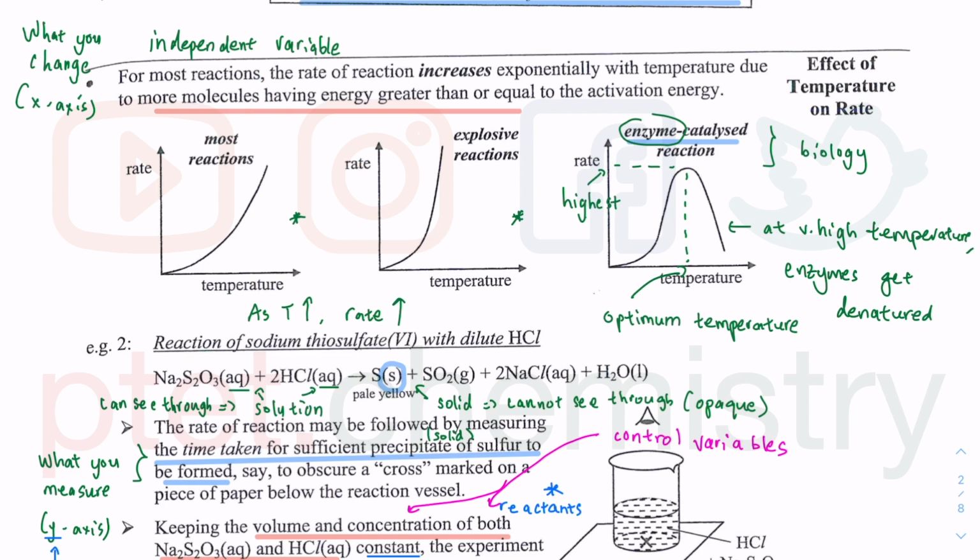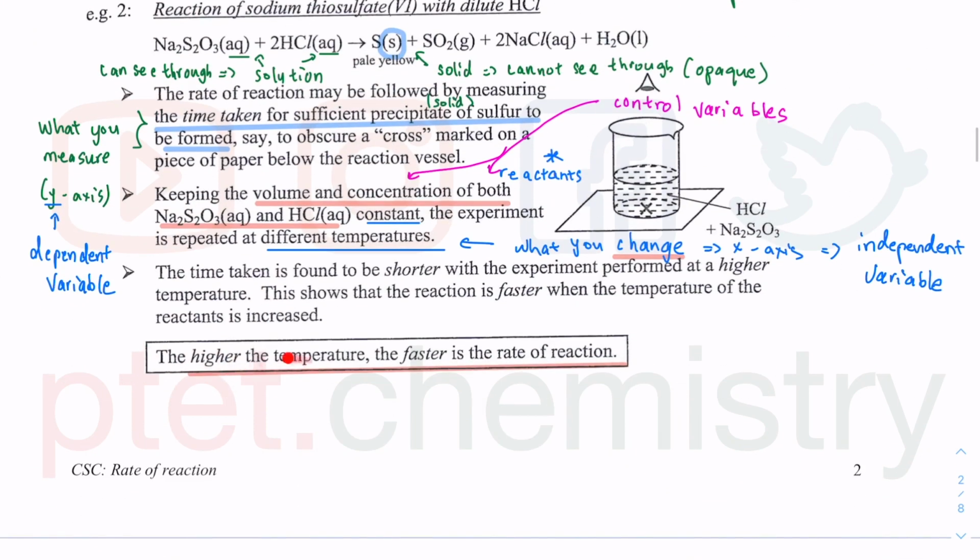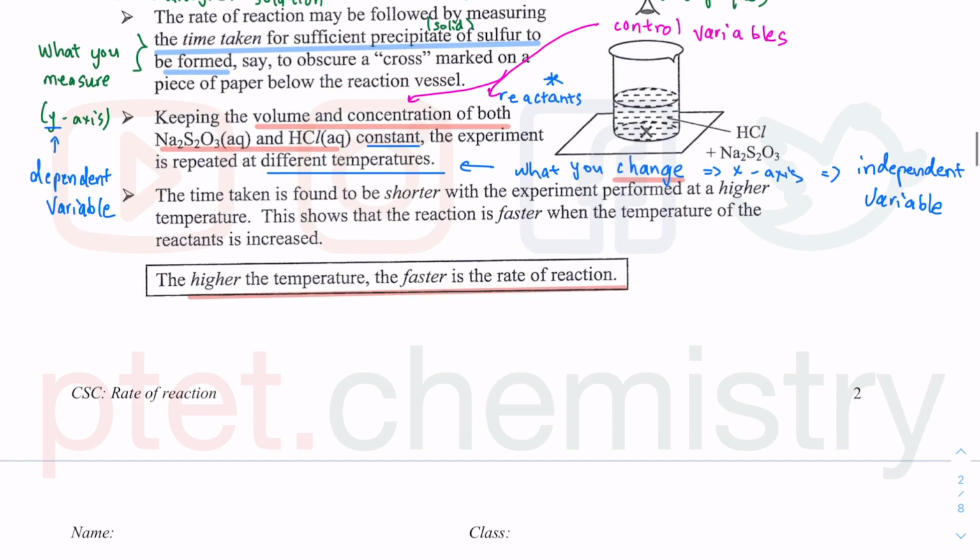This is true for most reactions, also for enzyme reactions, but what is special about enzyme catalyzed reactions is that it's to do with biology, so it's a biological catalyst, which means they don't work at very high temperature. Just like your body cannot work at high temperature above 40 degrees Celsius, that's why fever is very dangerous for us human beings. In general, the higher the temperature, the faster the rate of reaction.